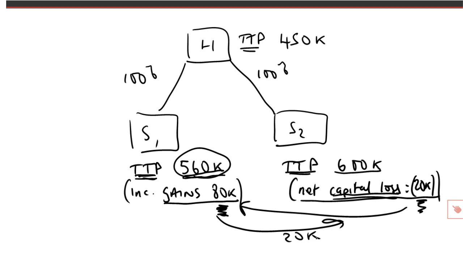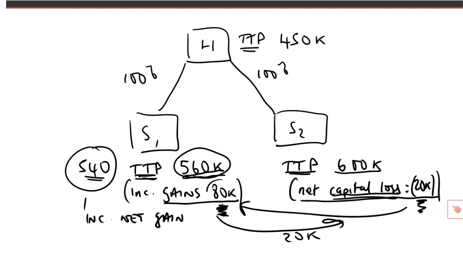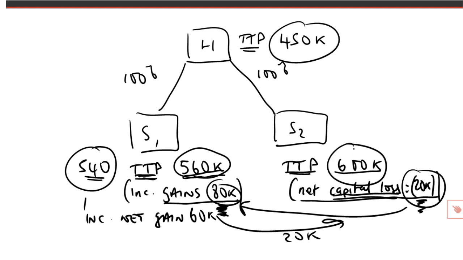But let's assume that we've done that to absorb that loss. What that therefore meant at that point was that the TTP here within S1 had been reduced to 540,000. Now look again at those profit figures and think about the significance of quarterly instalment payments. I have a TTP of 540 that now includes a net gain of, well, no longer 80,000 because we've reduced it by the 20,000, it includes a net gain of £60,000. We have in H a TTP of 450 and in S2 a TTP of 600,000.